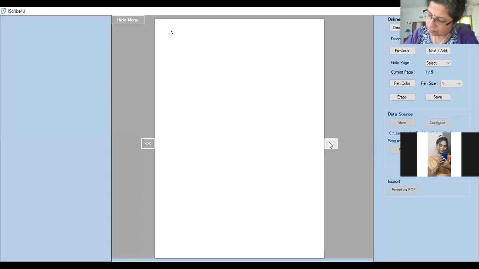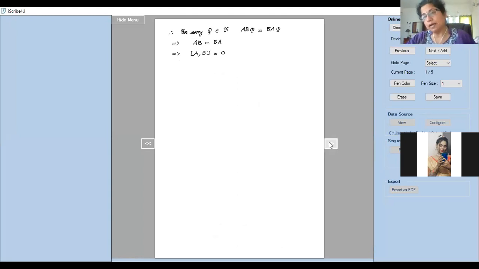Therefore, for every psi belonging to the vector space, AB acting on psi is equal to BA acting on psi, which implies that AB is equal to BA, which implies that the commutator [A, B] is equal to 0. Is this clear? Very, very important.